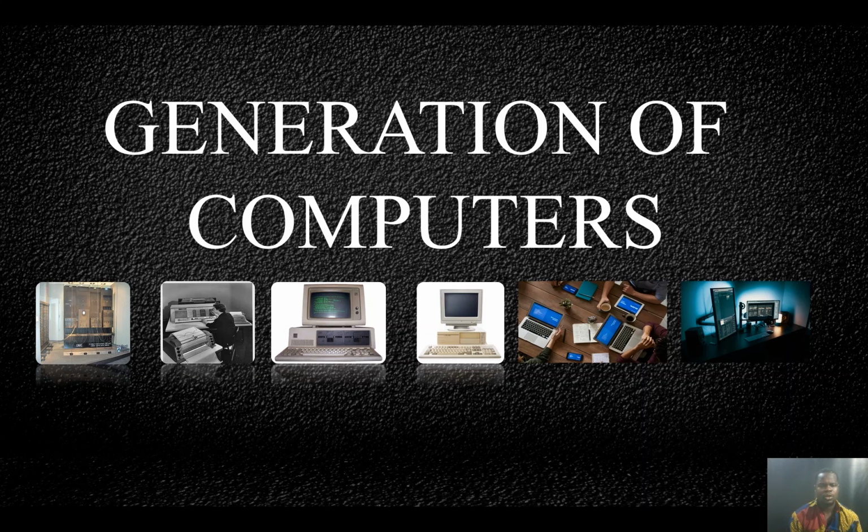But someone may ask, okay, so what is the generation of computers? So we can just say it refers to the specific period in the history of computing. Typically, computers are divided into 5 generations, which is the first generation computers, second generation, third generation, fourth generation, and then we have the fifth generation.